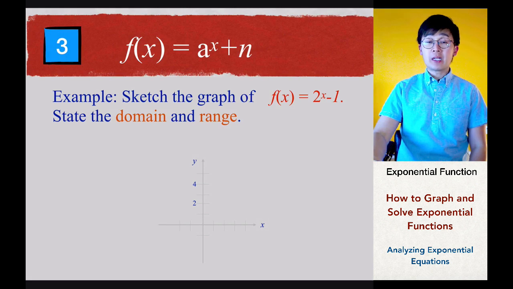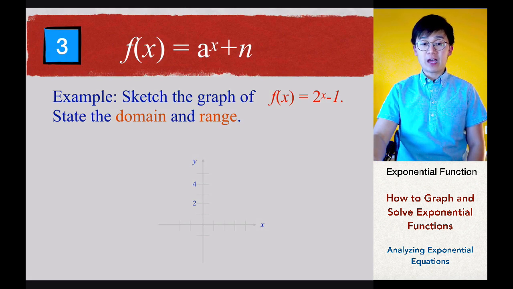At itong susunod naman nating function ay yung f of x equal to a to the x plus n. So, mapapansin nyo, meron na tayong constant na ina-add or isa-subtract doon sa ating function na a to the x. Kapag meron na tayong constant na idadagdag sa ating function, tingnan natin kung ano ang pagkakaiba niya doon sa function na 2 to the x. So, yung 2 to the x, tulad ng mga naunang function, ito yung ating magiging reference graph.